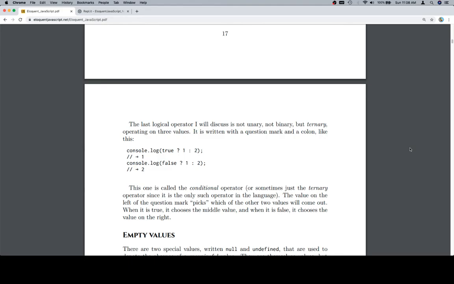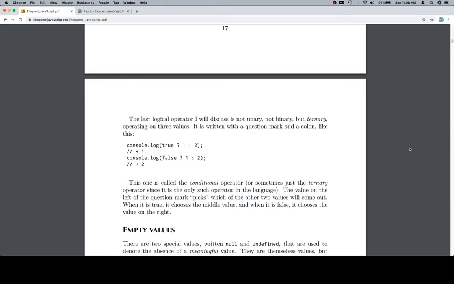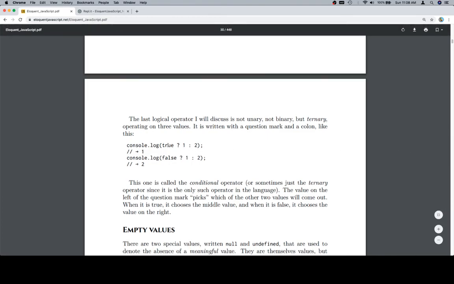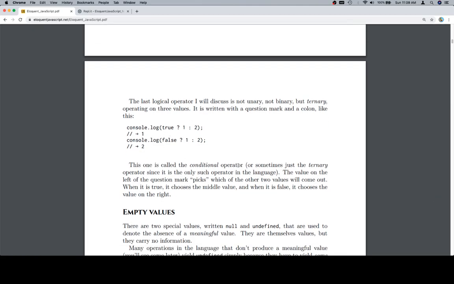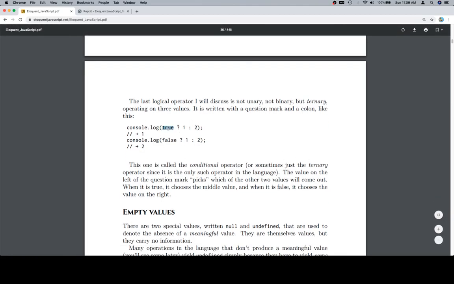The last logical operator I will discuss is not unary, not binary, but ternary, operating on three values. It is written with a question mark and a colon, like this. Console.log true, question mark 1 or 2. That's not how you say that. Mainly, I just don't have any idea how to read that out loud. But yeah, so those are two versions of it. This is the first operand, second operand, third operand for our ternary operator.